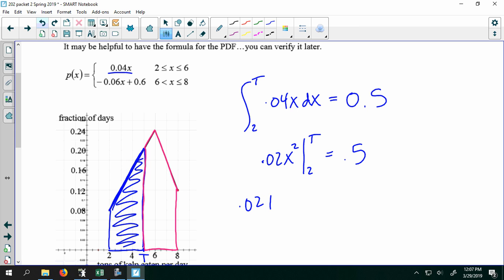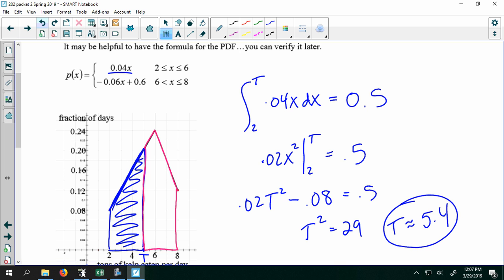So 0.02 t squared minus 0.02 times 4, which is 0.08. I need that to equal 0.5. So that means that t squared is 29. So t is approximately 5.4. So 5.4 is the median number of tons of kelp that the whale eats per day.